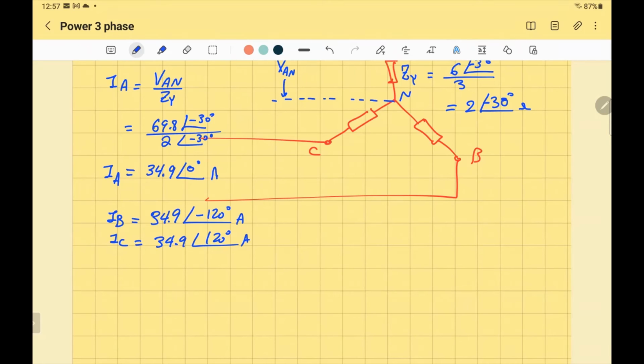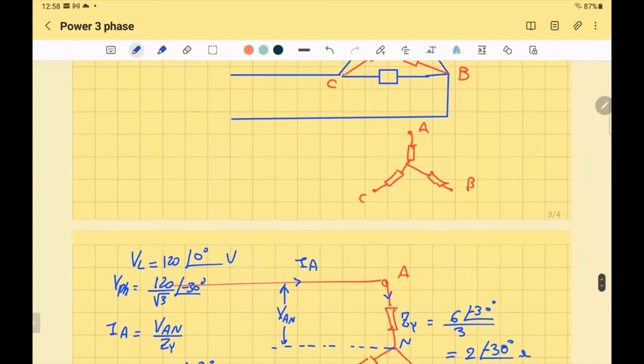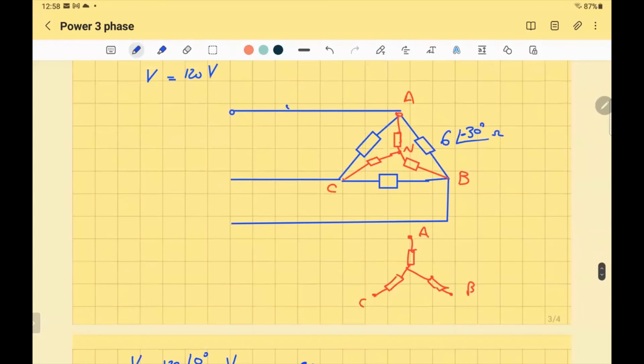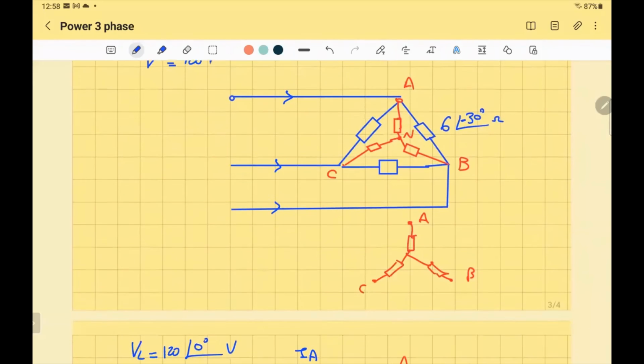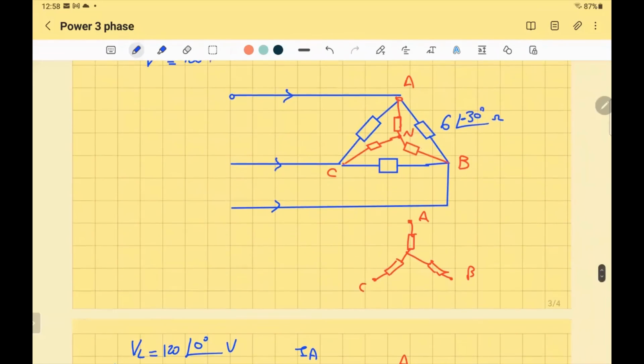The load was not going to start. Why did I do that? I just did that to make it easy for me to solve it. So I found the line current. I have to go back to the delta and put in the value that I got. I got IA, 34.9.